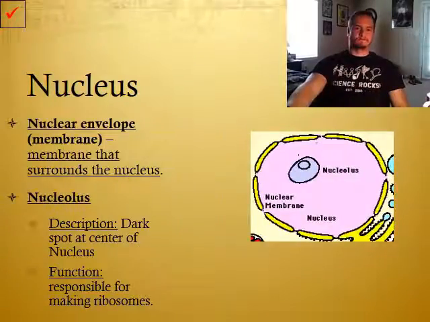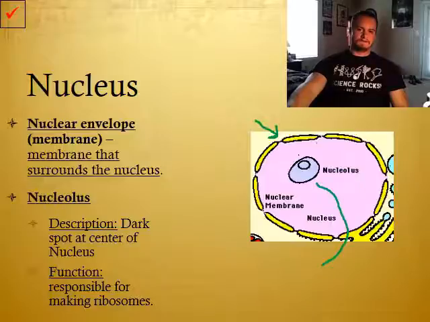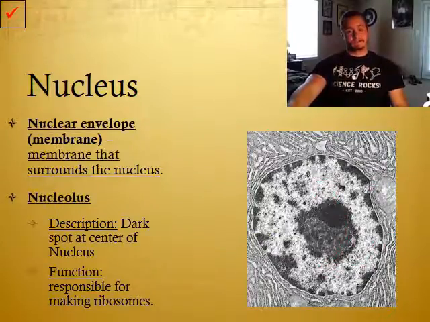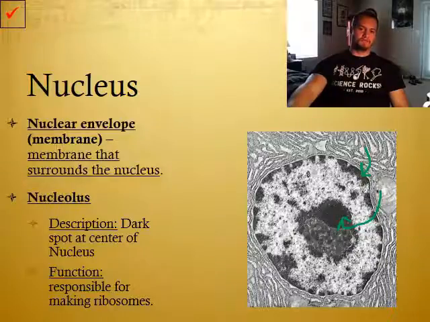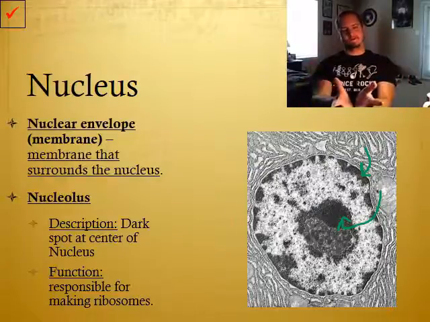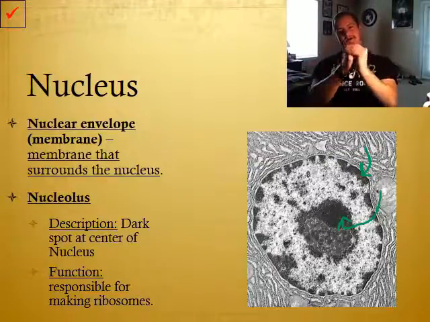So if you go ahead and take a look at this, the outside covering would be our nuclear membrane or envelope, and this dark spot inside the nucleus would be our nucleolus. So if you go ahead and take a look at this in an actual cell, you can see that the dark parts surrounding would be our nuclear membrane, and our nucleolus would be right here. So nuclear membrane keeps everything nice and together. Nucleolus is the dark spot in the middle.